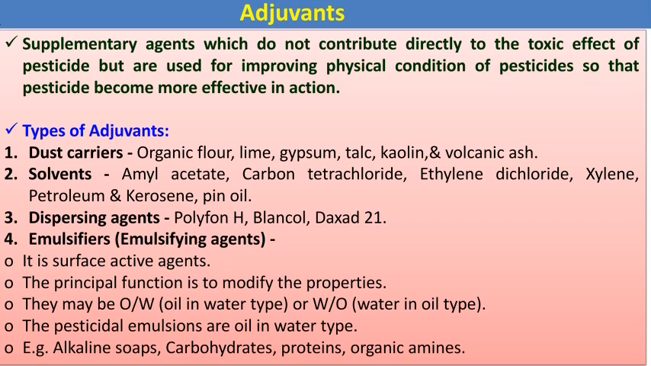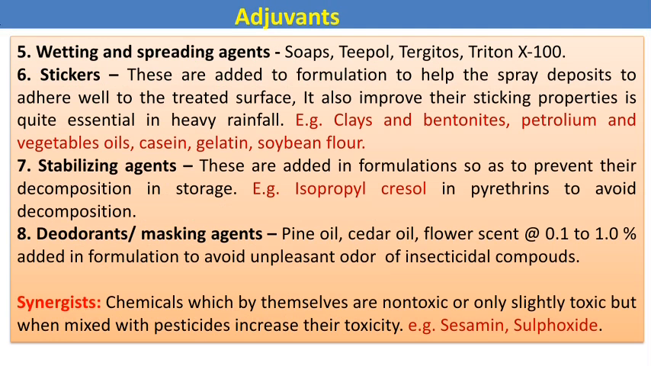In the formulation, we can use different adjuvants, and adjuvants are nothing but supplementary agents which do not contribute directly to the toxic effect of the pesticides, but are used for improving the physical condition of the pesticides, so that the pesticide becomes more effective in action. And these are some examples of the adjuvants we can use in the insecticide bottle with the main active ingredient. This is also some of the examples of the adjuvants.